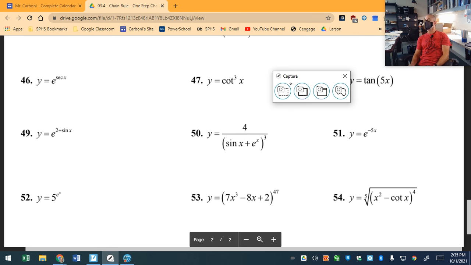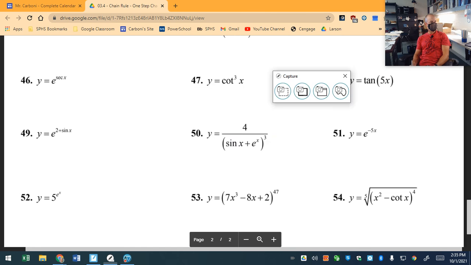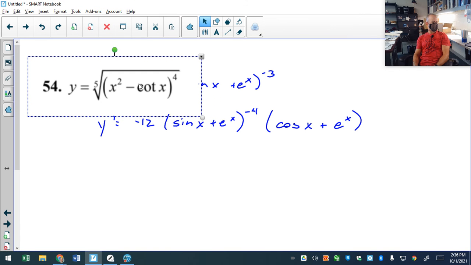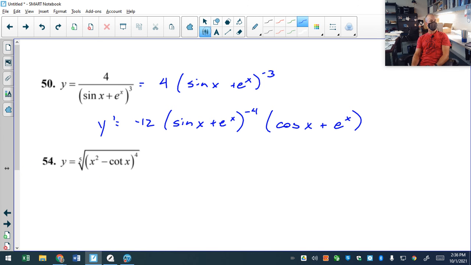And 54, I'm going to have to write this one too. This one's kind of ugly. I'm going to rewrite 54. The only radical that I don't rewrite is the square root. The square root function, I just know the derivative of square root of x is 1 over 2 root x. Everything else, it helps if I rewrite it. So we'll have x squared minus the cotangent of x to the 4/5 power.